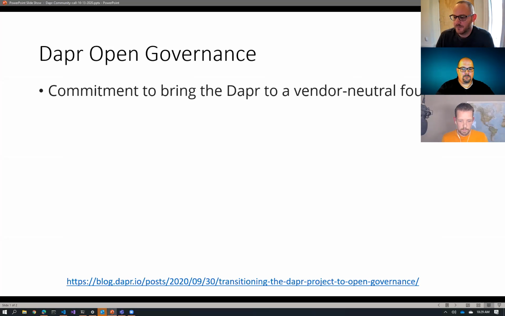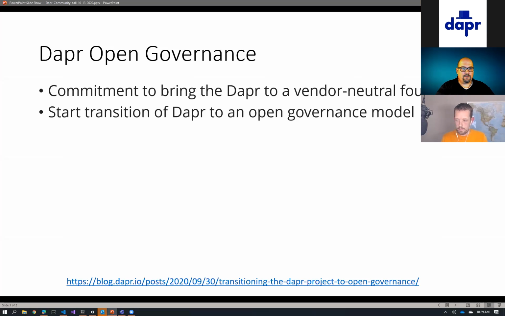Okay, well, thanks. We're going to talk a little bit now about Dapr Open Governance and what that means to the project. From the very beginning of Dapr, we have committed entirely to making sure that Dapr was going to be taken to a vendor-neutral foundation, and we're very keen to make sure that it continues to remain on that path. Our objective is a foundation such as CNCF. To do that, two weeks ago, we announced a path to start the transition of Dapr to an open governance model. And we wrote this in a blog post. You see the blog post link at the bottom here.